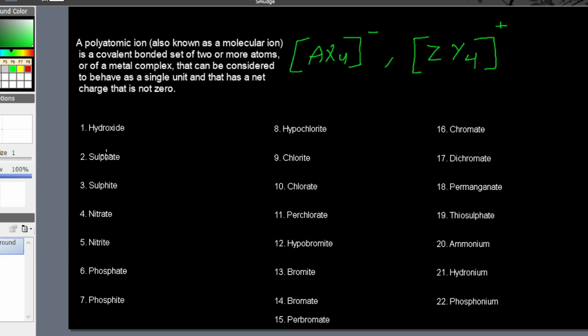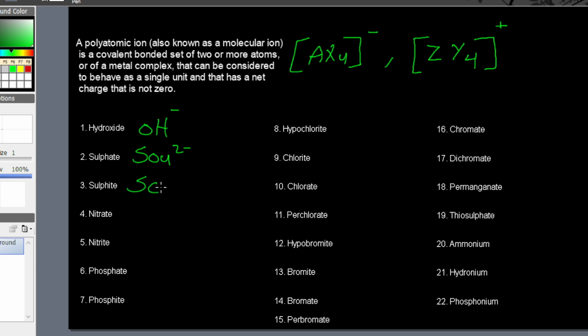So the first example is the hydroxide ion. It is OH negative. Let me write it. It is OH negative 1. Actually, this negative charge should be located on the oxygen, but we write it this way for simplicity reasons, okay? Sulfate anion, SO4, 2 negative.